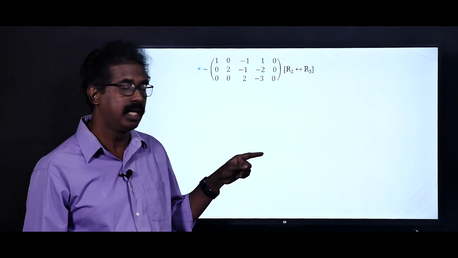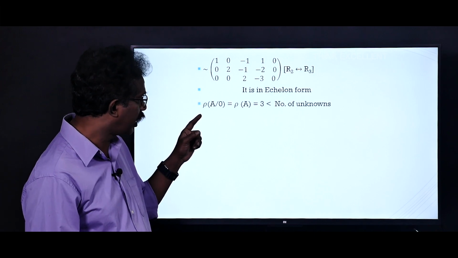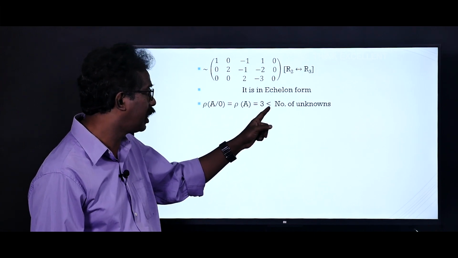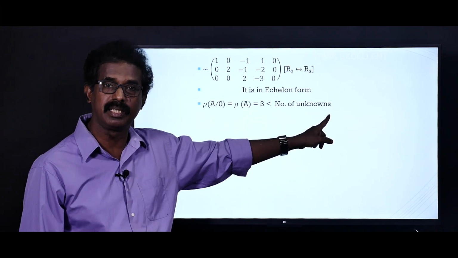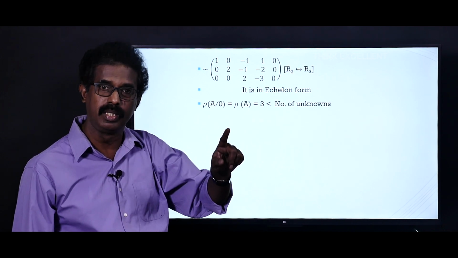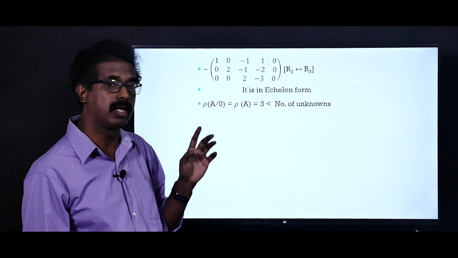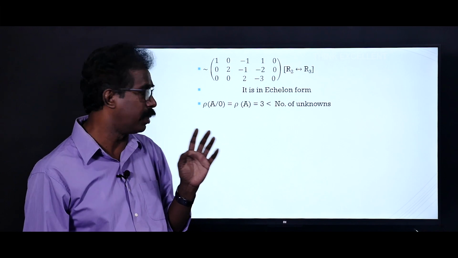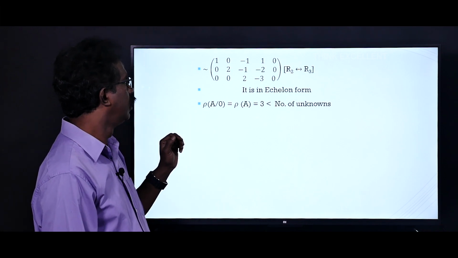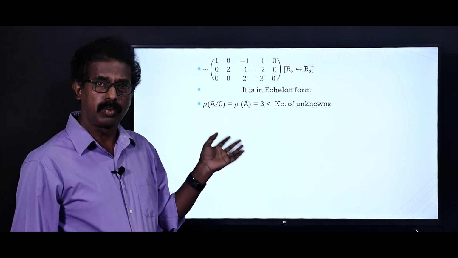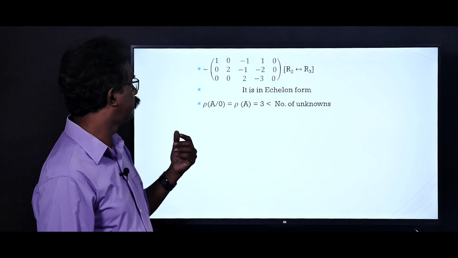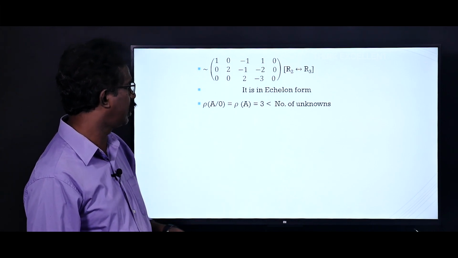So you have to say rank of AB equal to rank of A equal to 3, but less than the number of unknowns, because in this case the number of unknowns is 4. So it is consistent, but how many solutions? Infinitely many solutions. So you can balance this equation in an infinite number of ways. That's the meaning. Write the corresponding equations.